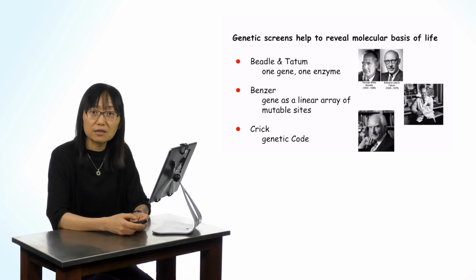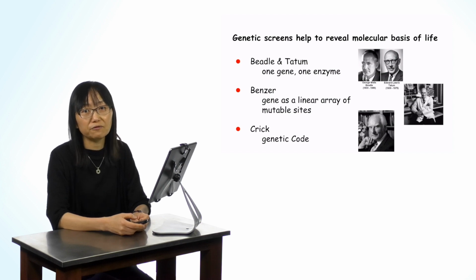Genetic screens have contributed significantly to our understanding of the concept of genes. Beadle and Tatum's study led to the one gene, one enzyme hypothesis. Benzer's study using the rII locus of bacteriophage taught us that genes are composed of a linear array of mutable sites. Now we know they are nucleotides. And Francis Crick's suppressor screen helped to break the genetic code. These studies brought genetics to the molecular level.